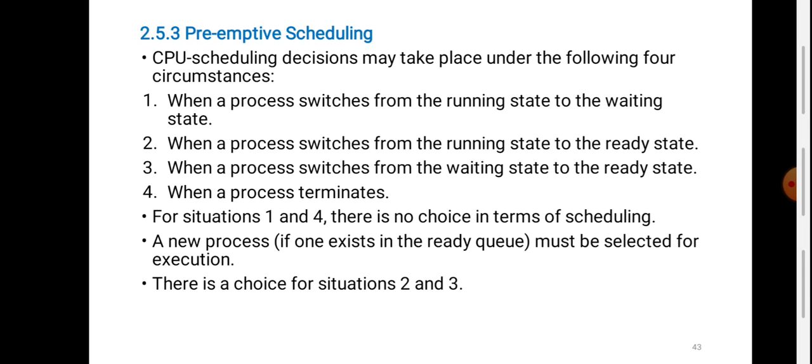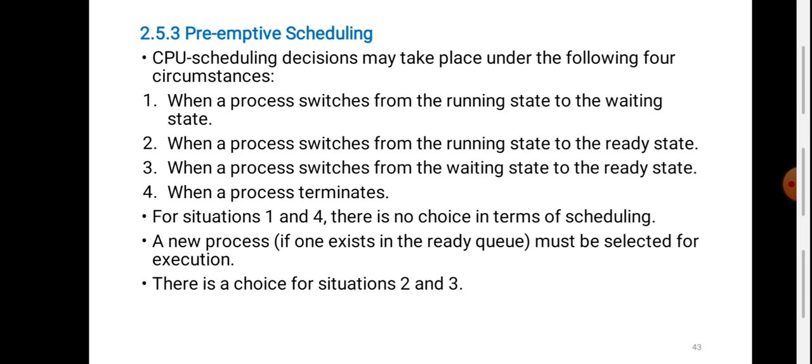Third situation is when a process switches from waiting state to ready state. When the process is waiting for an input output device or any other resources, once it completes its waiting, it gets its chance to use that input output device or CPU or other resources. If it gets a chance, it enters the ready state, ready to use that input output device. So out of the waiting state it enters the ready state. At that time also we have to use CPU scheduling.